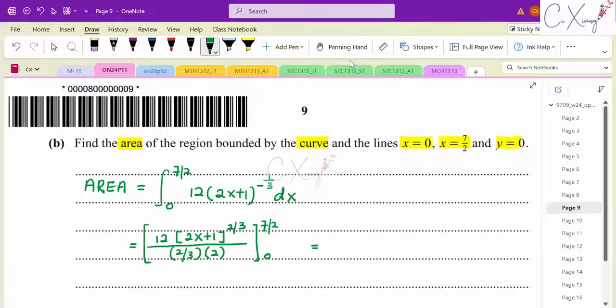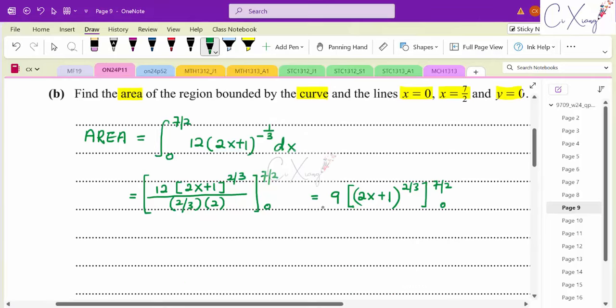When I simplify all these numbers, you have 4 over 3 at the bottom, so 12 divided by 4 over 3, you will get a value of 9. So I take out the constant 9. Then in the bracket, I left only (2x plus 1) to the power 2 over 3. Then I put in the limits 7 over 2 and 0. I prefer to take out all the constants and simplify them first before I substitute the values, so that your solution doesn't look so complicated.